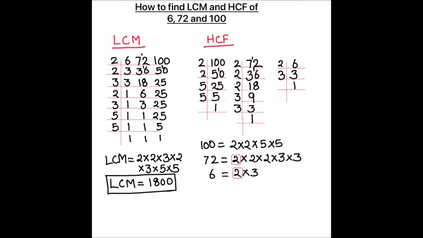We need to find the common factors in between the factors of the three numbers to find the HCF. Here we see that there is a common factor of 2 in between all the three numbers. And then there is no common factor in between the three numbers. So the only common factor in between the three numbers is 2. So the HCF of the three numbers is 2, which is the highest common factor.